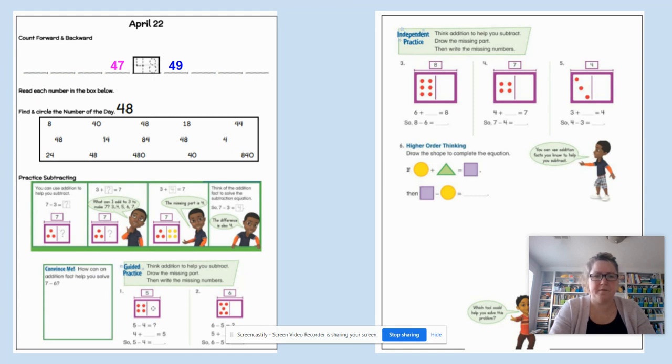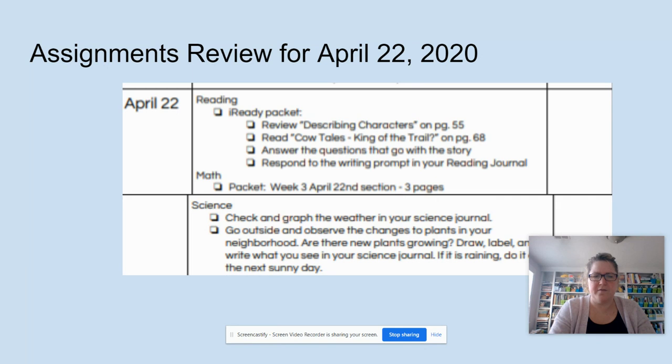Same thing. Okay. So now that I've reviewed the math pages, I'm going to give a check. Remember, I didn't have page 3 in my packet. So if you have yours, I'm pretty sure you have the same thing I have. But now I'm going to move on to science, and I'm going to check and graph the weather first and then write about some plants.